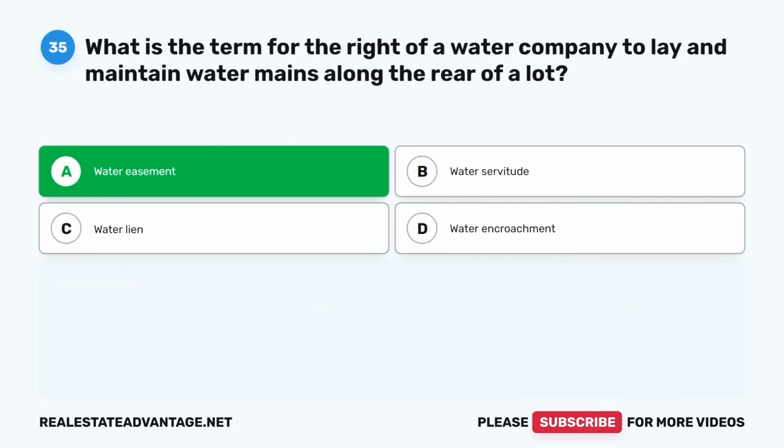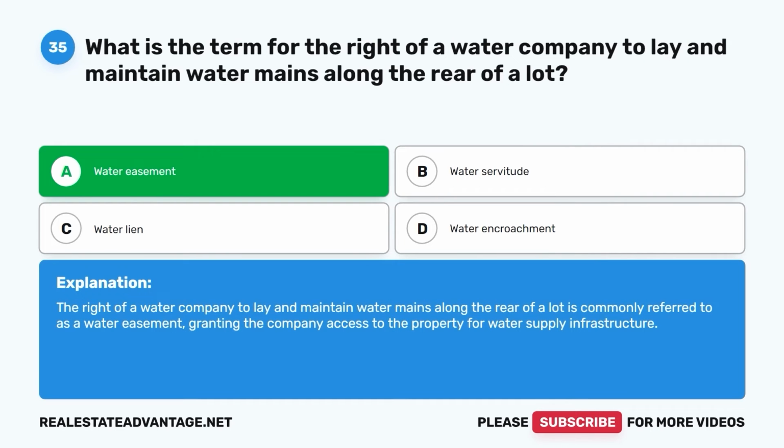Water easement. The right of a water company to lay and maintain water mains along the rear of a lot is commonly referred to as a water easement, granting the company access to the property for water supply infrastructure.